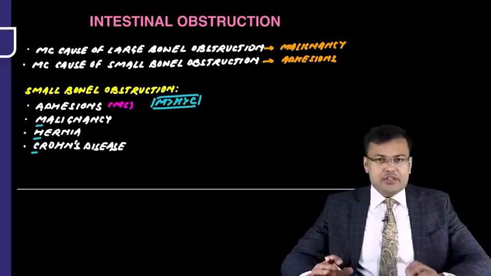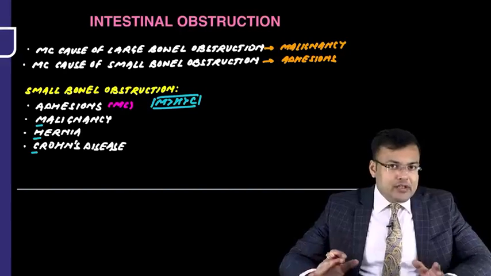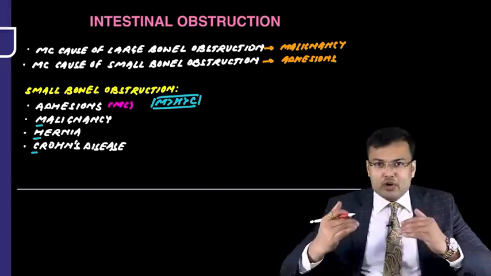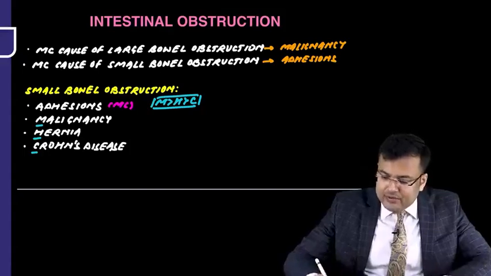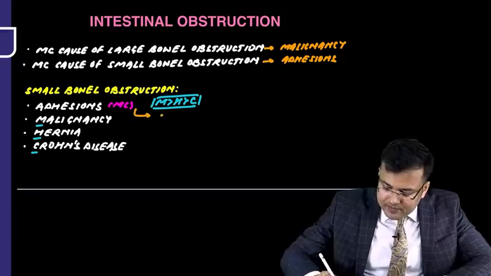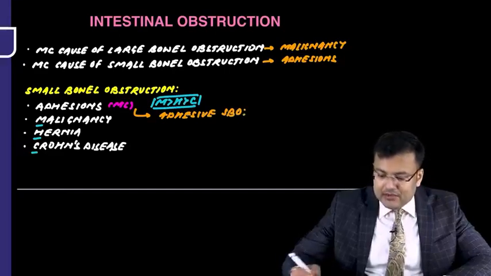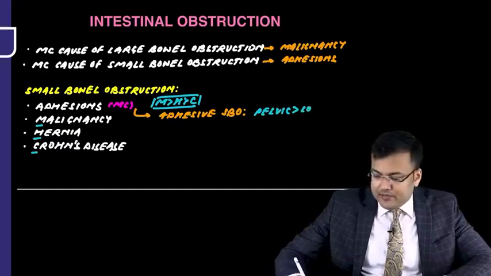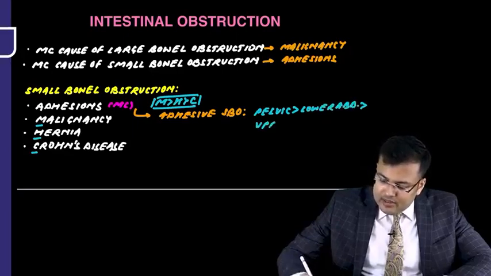Okay. What is the cause of adhesions? Adhesion is because of previous surgery. So in which kind of surgery is there maximum risk of adhesive intestinal obstruction? In pelvic surgery there is maximum risk, followed by lower abdominal surgery, followed by upper abdominal surgery.